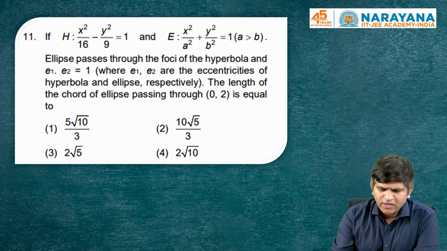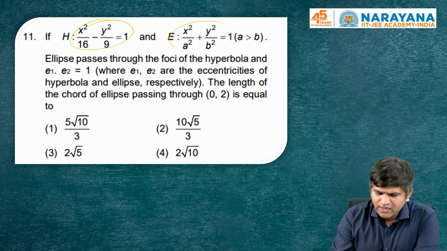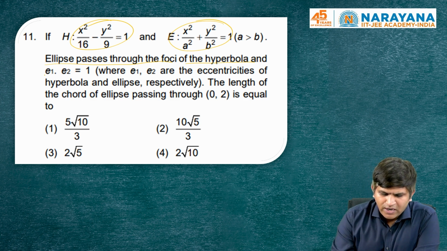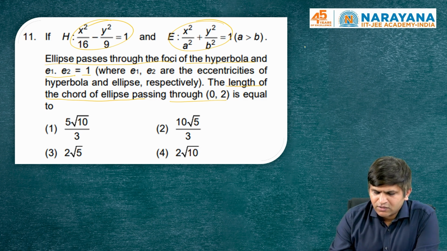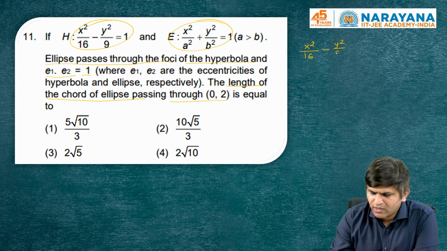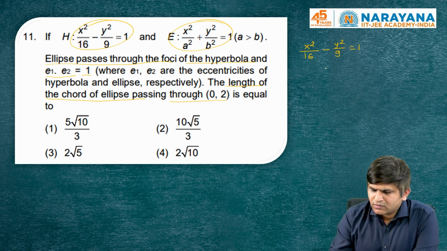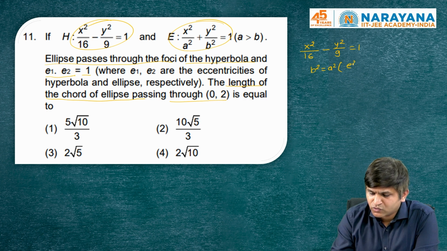So in this problem, one hyperbola is given and another ellipse is given. The ellipse passes through the foci of the hyperbola, and the product of their eccentricities is 1. Then we have to evaluate the length of the chord of the ellipse which is passing through (0, 2). If we start with the given hyperbola, we have x square by 16 minus y square by 9 equal to 1, and we can evaluate its eccentricity. We can write b square is equal to a square times e square minus 1.